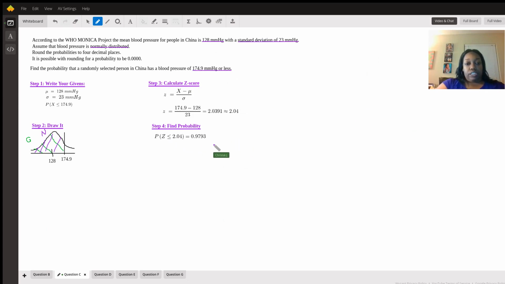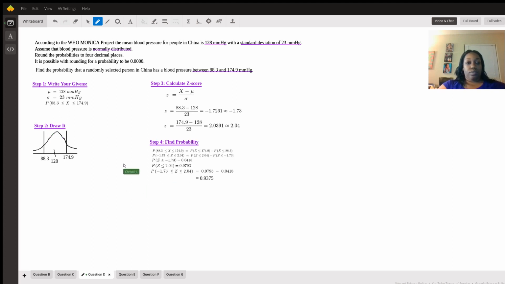So that means we're done based on our drawing. So the probability of getting a score that is less than 174.9 would be the equivalent of 0.9793. Okay. Similar in this instance, the only difference is that we're looking for the area between.